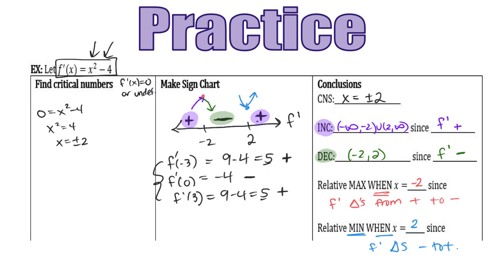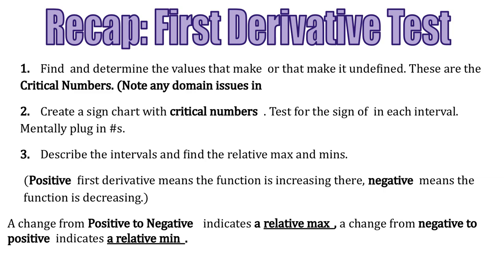So let's keep pressing on. Okay, here we have a summary of what we just did. The very first thing we're going to do is either find the derivative, or if it's already given, we're going to use the derivative. And we're going to identify any critical numbers. Where is the derivative 0 or undefined?